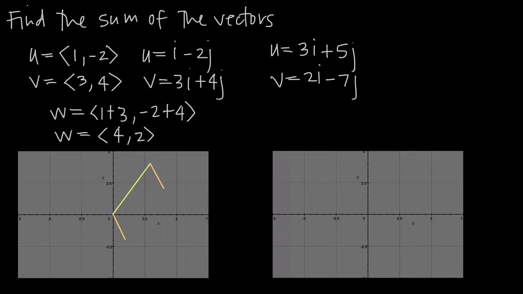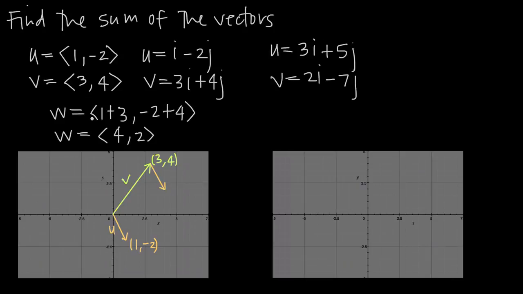We'd end up right about here. So basically what we've done is we said that we had the vector u, and that went to the point 1, negative 2. Then we had the vector v here, and that went to the point 3, 4. And then when we added them together, we just translated u so that its initial point was at the terminal point of v, and we got to this new terminal point here.